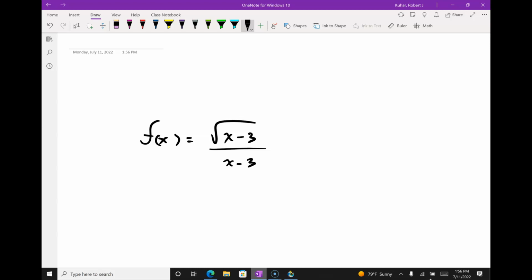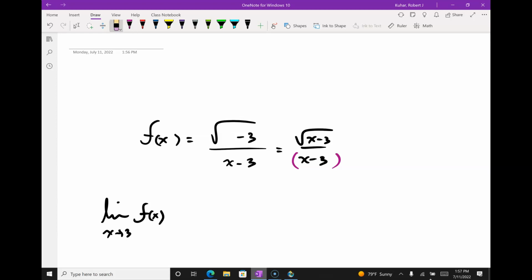So where's the limit interesting? 3. We want to find the limit as x goes to 3 of f of x. And in this case, we're going to use a conjugate. Whenever you see a radical, a square root, you're going to use a conjugate. So we're going to multiply by, oh, I'm sorry, I'm screwing up. Give me a chance to redo it, okay?